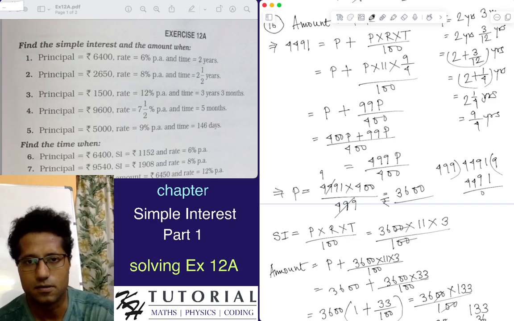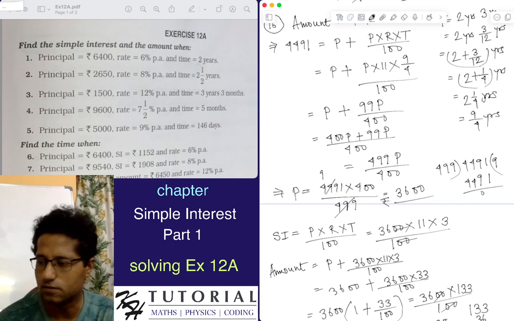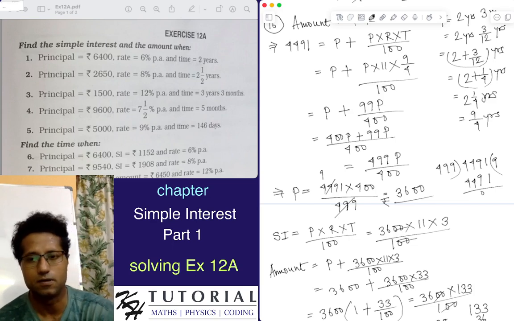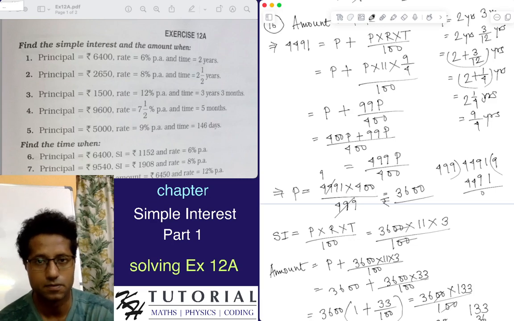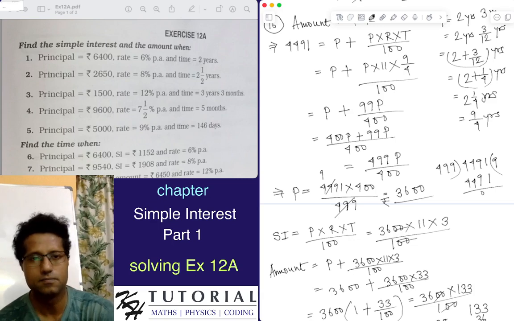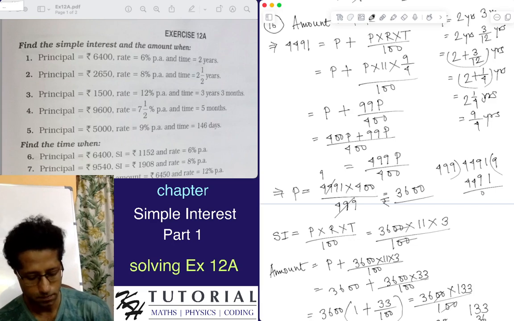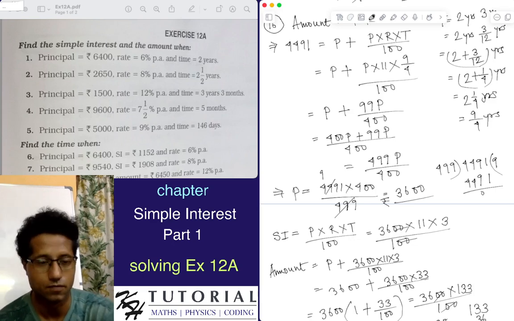In the next video, I will solve the objective questions on this chapter, and then there is also test paper 12. I will do this, and then possibly I will make 2 practice test papers as I always do for every chapter.